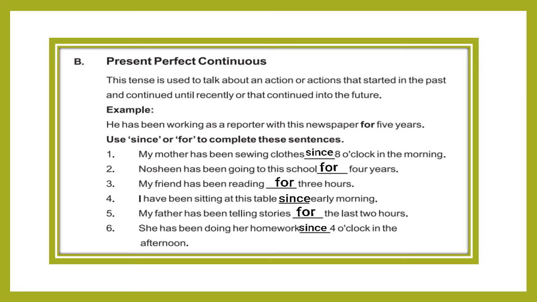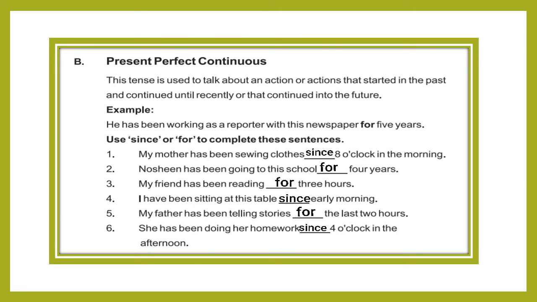For example, he has been working as a reporter with his newspaper for 5 years. In this sentence, duration is mentioned, that 5 years the reporter has worked, so we have to use for here. Now use since or for to complete these sentences.